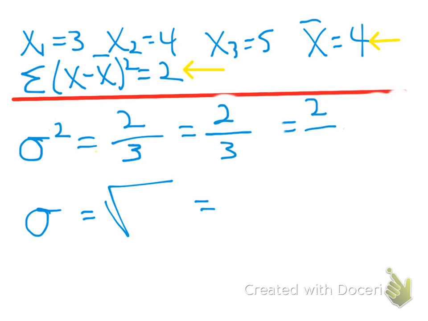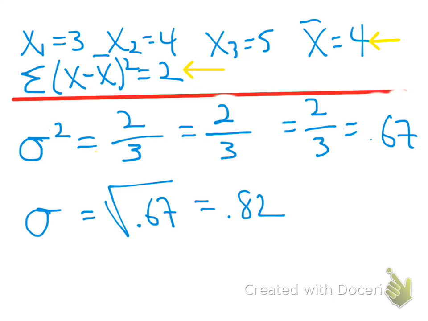And so what you get for your variance is 2/3, which is 0.67. And that's what you plug into your square root, and that gives you a value of 0.82.